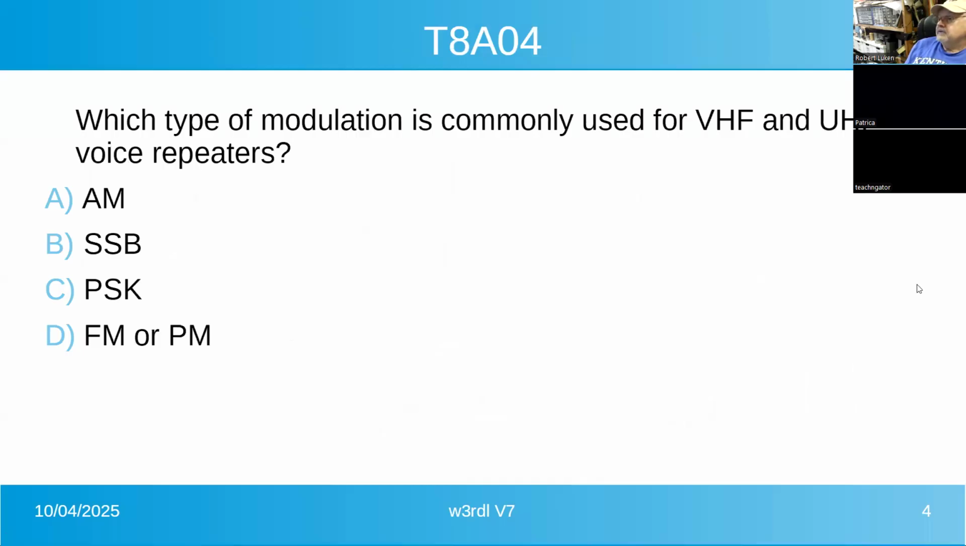So which type of modulation is commonly used for VHF and UHF voice repeaters? Delta. Yep. Delta.